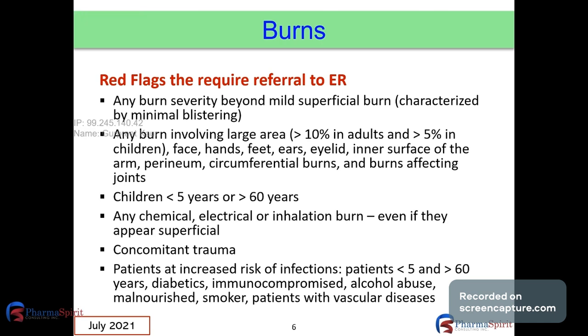If there is a concomitant trauma, this is also a reason to refer the patient to the ER. So for example, electrical injury can cause cardiac arrhythmia, so we have to refer this patient to the ER. Finally, patients who are at risk of infections should be referred to the ER if they have a burn. So this includes patients less than 5 years of age and more than 60 years of age, diabetics, immunocompromised patients, alcohol abusers, malnourished patients, smokers, and patients with vascular diseases.